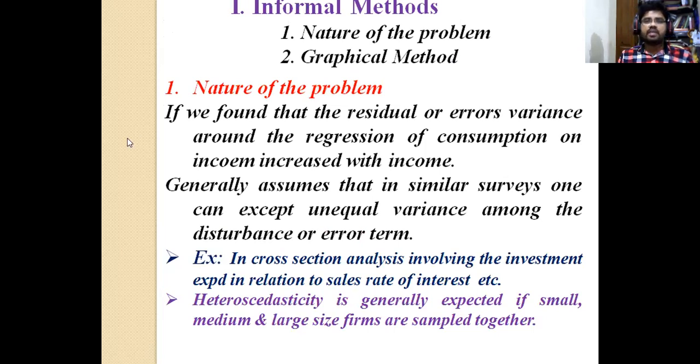So what is the nature of the problem? If we find that the residuals or errors variance around the regression of consumption on income increases with income. For example, when you calculate the consumption function and apply the simple regression equation, that is y equals beta 0 plus beta 1 x1. Here y is consumption and x is income. When you get the errors, that is the residual, y minus y cap, that is the error, the variance around the regression of consumption.